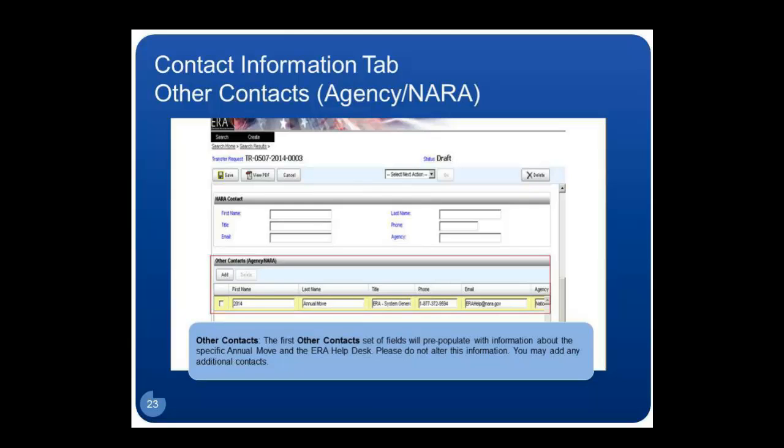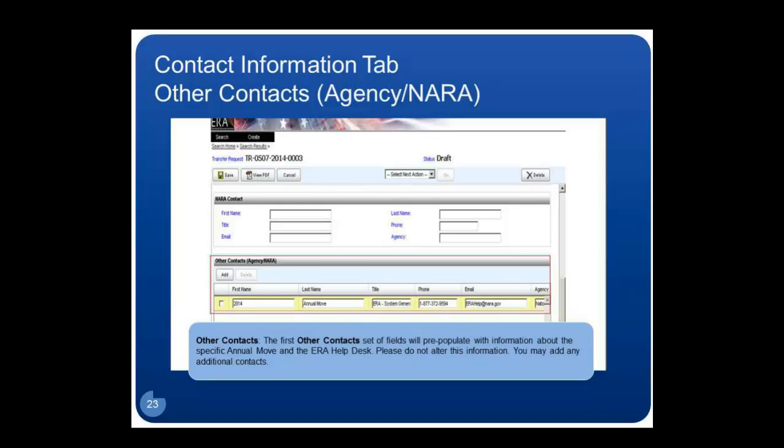If you really want NARA to know that such and such a person is the right person to contact when they're reviewing this, you may put additional information in here. But again, most of the time, they're going to go back to the transferring official and the agency approving official with their questions.